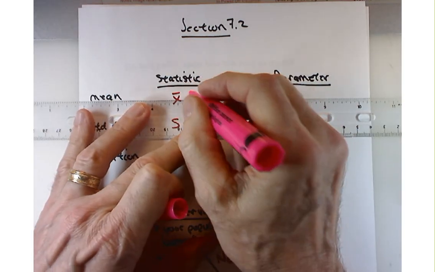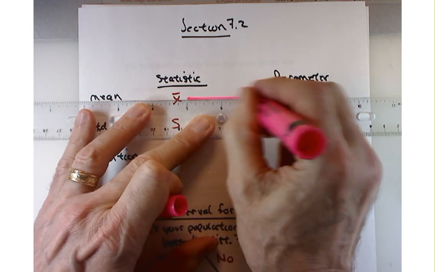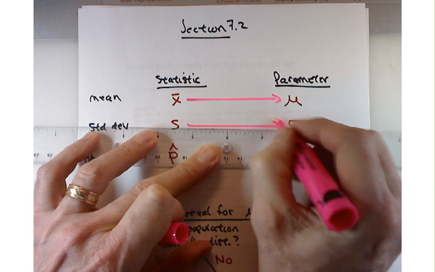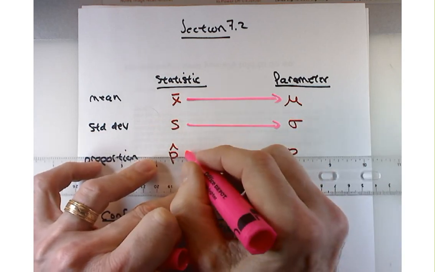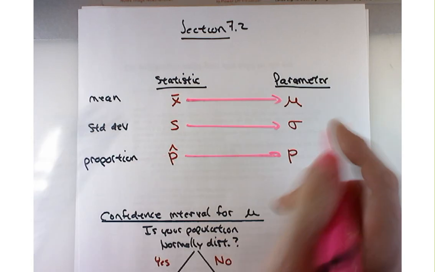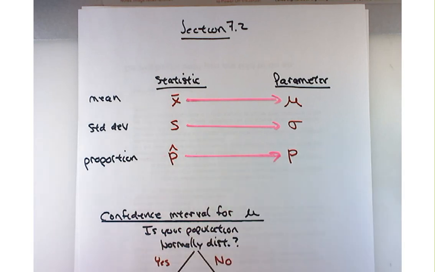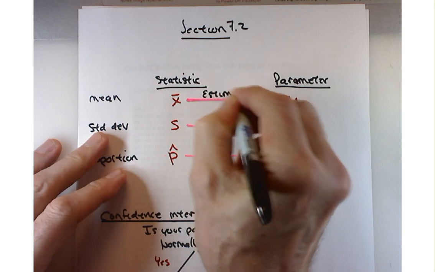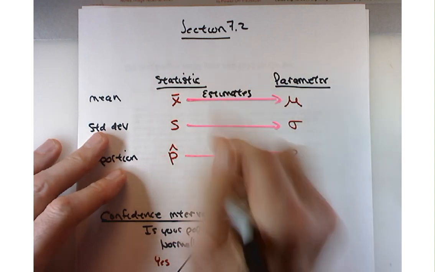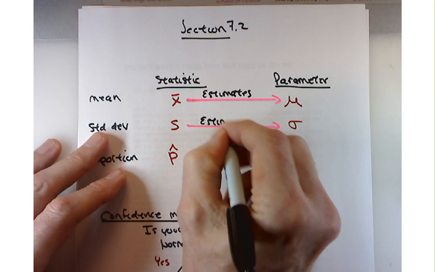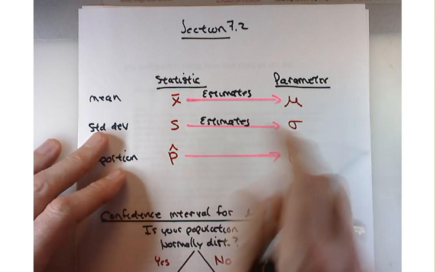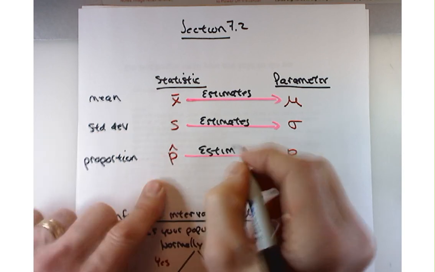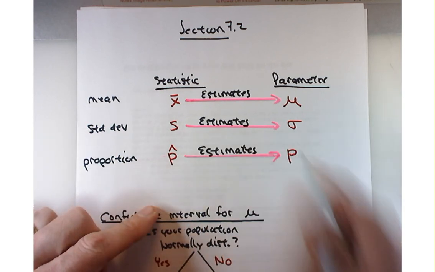Now what we're hoping for is that these are good estimates of these. We don't know exactly what the mean is in most cases, but we're going to use these as estimates. A lot of times you'll hear these things called point estimates. So this one estimates this one, this one estimates this one, and finally the sample proportion estimates the population proportion.